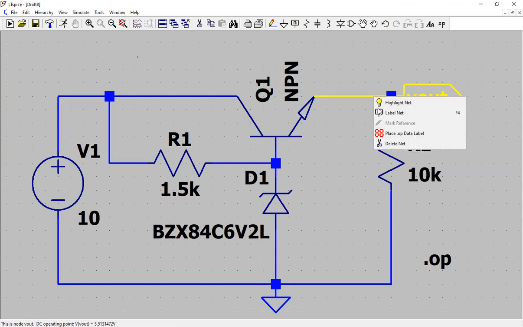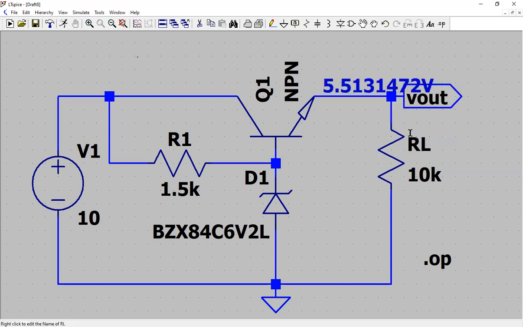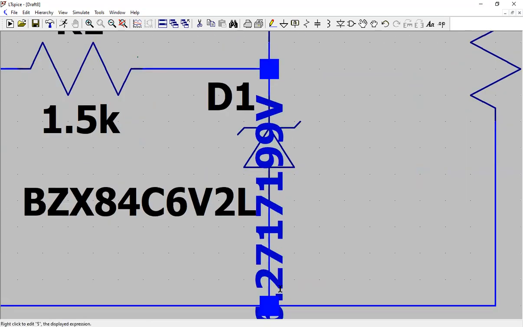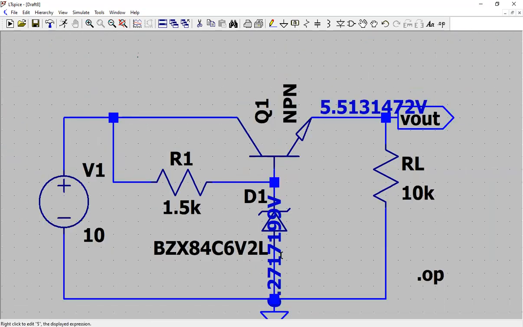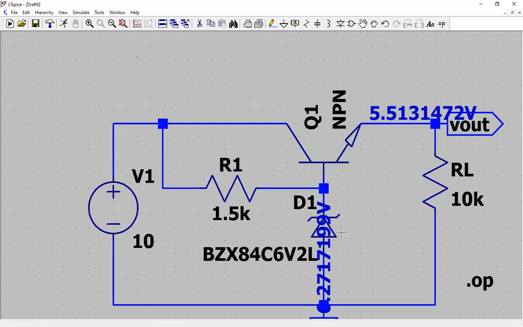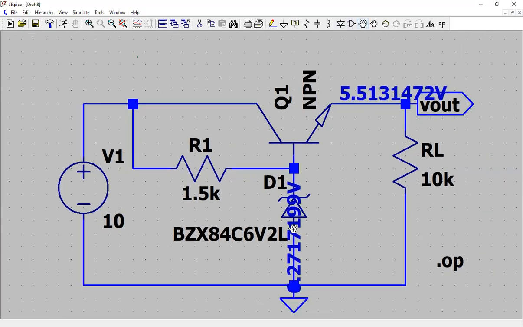If I again right click it, I can choose this option, place .op data level, and it will print that value right here. So you see it's 5.5 volt. If I want to monitor the voltage at the cathode of the diode, I right click and place that. It is about 6.2 volt. You see, it is 6.2 volt. So you can just move it also somewhere.